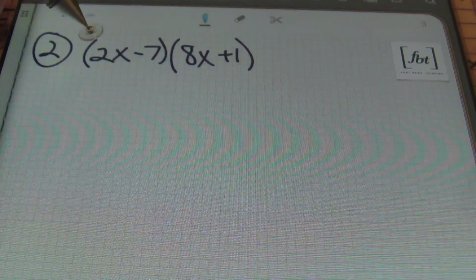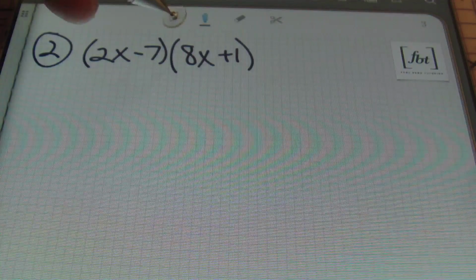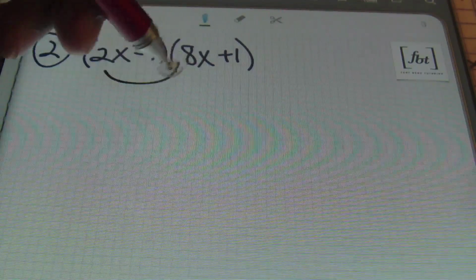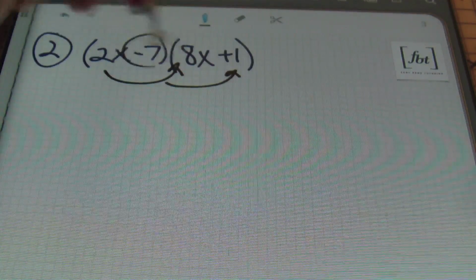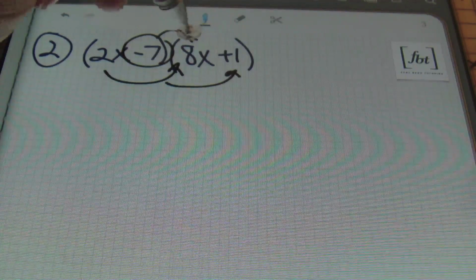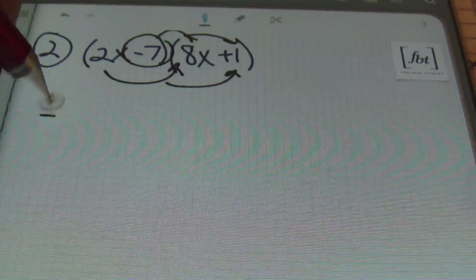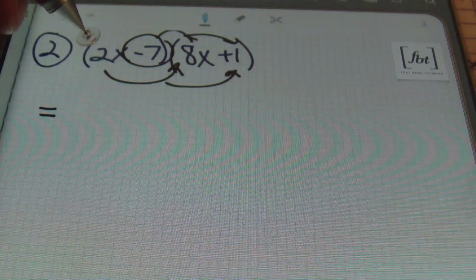For problem number 2, I have the following. I have 2x minus 7 times 8x plus 1. So once again, I'm going to start by getting my arrows popping. I'm going to circle that second term because it's a negative, so I won't forget that. And finally, I'll start multiplying this out.